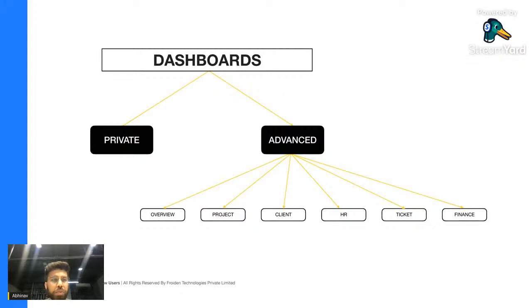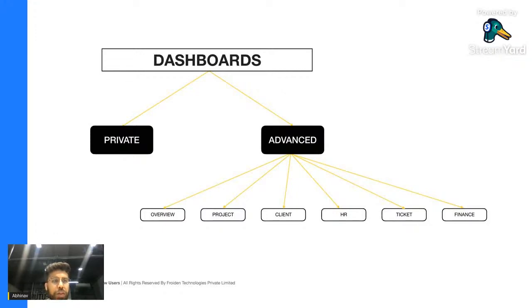Now coming to the dashboards. There are two types of dashboard. First one is the private dashboard, which is the default dashboard for the employees. As soon as employees log into the application, they can see all this information, like how many tasks have been assigned to them, how many hours are overdue. Same for the projects, tasks, their time logs, and so on.